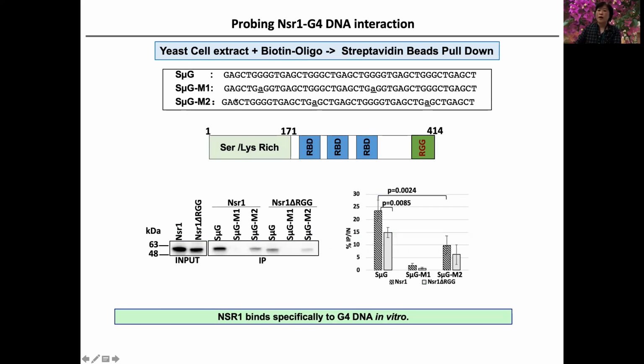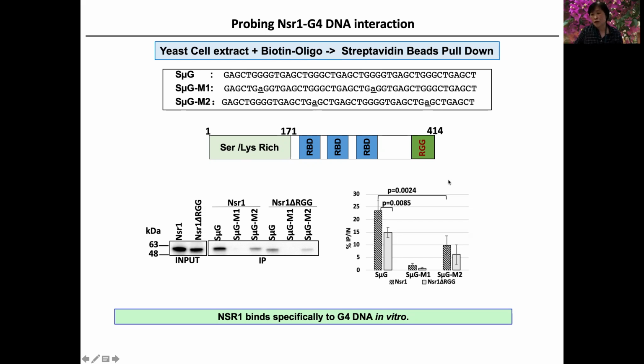And again, just like Sub1, we tested whether it can bind to G4 DNA. We used 3 different oligos, one that forms G4 and 2 where we disrupted the guanine runs, so they no longer form G4. And what we saw was that it really only showed very high affinity binding with the G4 forming oligos, and not as much to the other 2. And when we deleted this very C-terminal end sequence, the RGG domain, to create an NSR1 delta RGG truncation, it no longer binds to the G4 oligo very efficiently.